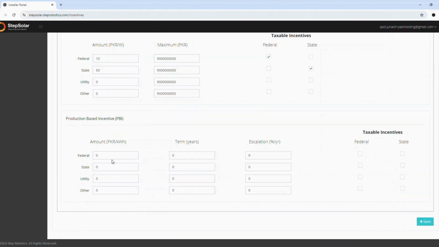Production-based incentive, PBI. Amount. Enter the incentive amount in PKR per kilowatt-hour, PKR kWh. This is based on the actual production of energy or output. Production duration. Specify the duration of the production period in years. Annual escalation rates. Include any annual escalation rates that apply to the incentive.